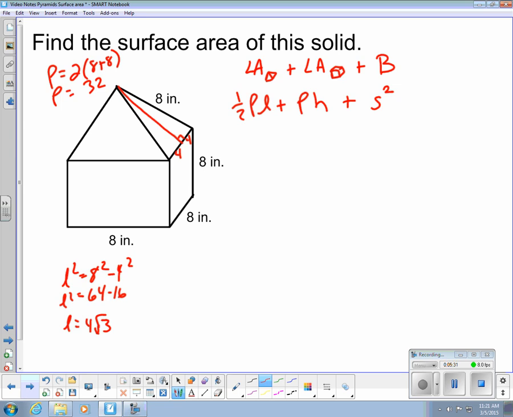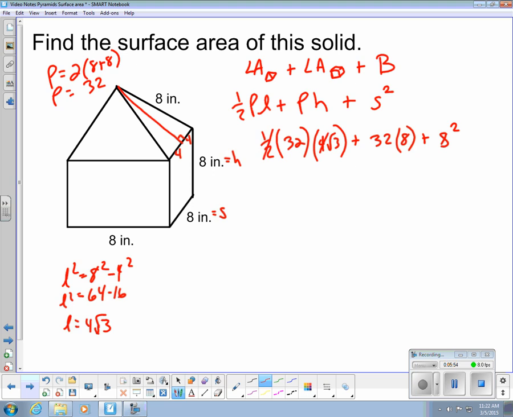What's my height of my prism? This is my height of my prism here. What's my side of my prism? This is my side, so I have everything I need. So 1/2, my perimeter was 32. My slant height was 4 square root of 3, plus my perimeter, which is 32, times my height, which is 8, plus 8 squared.